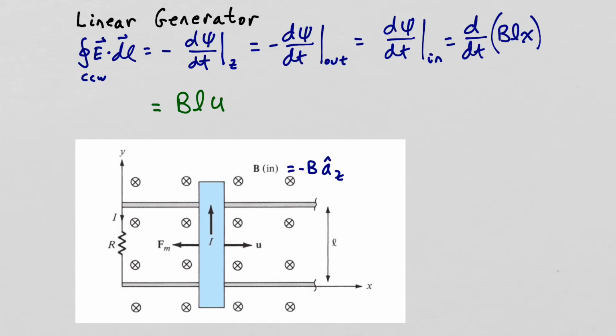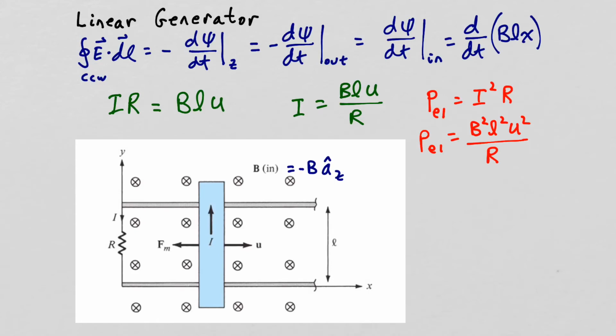So now assume negligible resistance for the rails and bar, so the integral of E dot dl around our circuit will just be I times R. So pulling this bar with a velocity u, you will generate a current flowing through your load resistor R of value BLu over R. So the electrical power delivered to your load resistor is I squared R. So squaring I and multiplying by R, we get B squared L squared u squared over R.